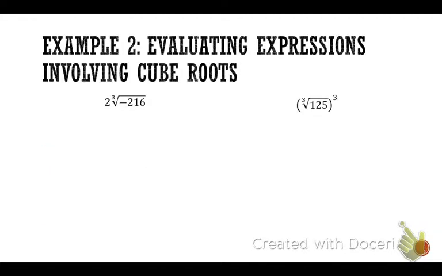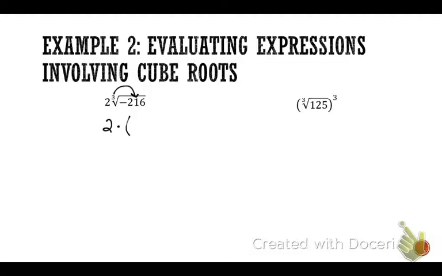All right, so in example 2, now we have expressions, which means multiplication, division, addition, subtraction is getting pulled into the mix. So look at this first one, but I don't see an operation. All right, but if you remember back to 15.1, we learned that if there's no sign between a number and a radical, that means multiplication. So this is 2 times, now the cube root of 216.